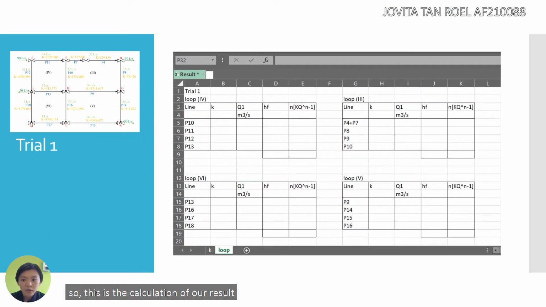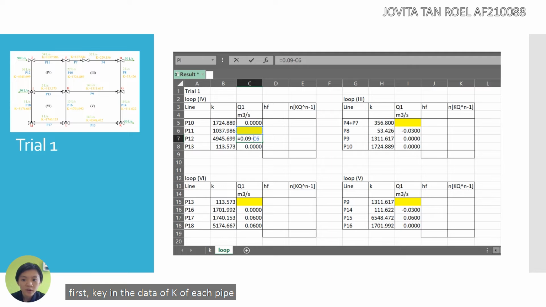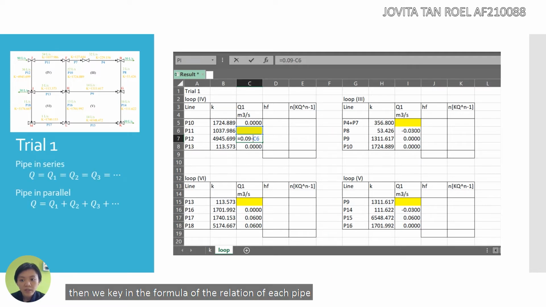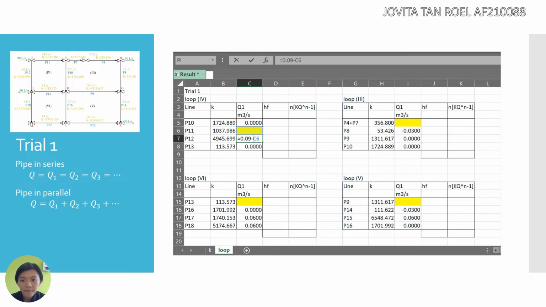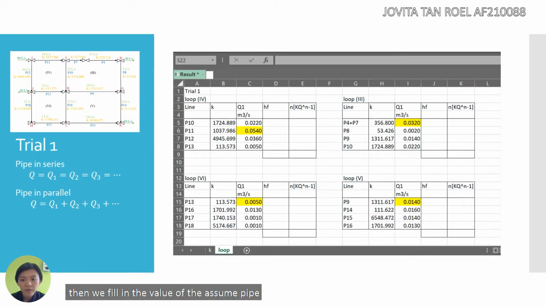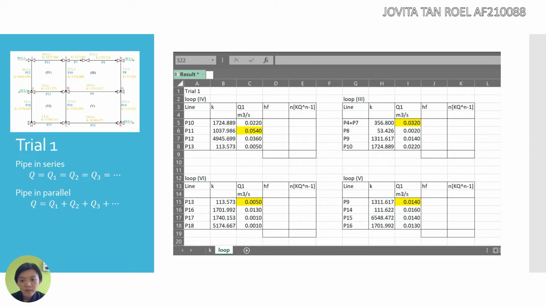So this is the calculation of our result. We are using Microsoft Excel to calculate this pipe network. First, key in the data of K of each pipe. Then we key in the formula of the relation of each pipe. For example, pipe 12 is the inlet discharge 0.09 meter cube per second minus the value of Q1 of pipe 11. Then we fill in the value of the assumed pipe. Each loop will have one assumed pipe.